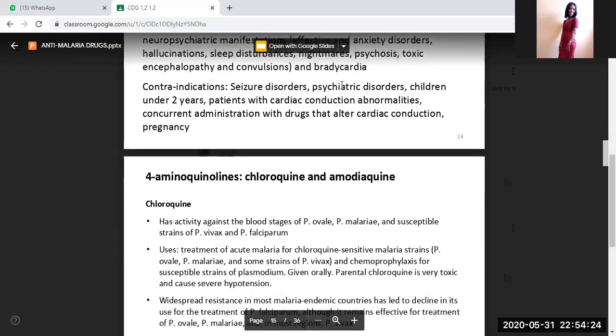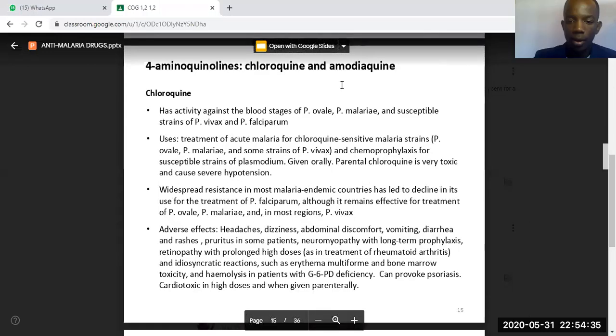Any other questions? If there are no questions, we move on. So the next set of drugs is the drugs that we are calling the aminoquinolones. Here we have commonly the examples of chloroquine and amodiaquine. Let's start by looking at chloroquine.